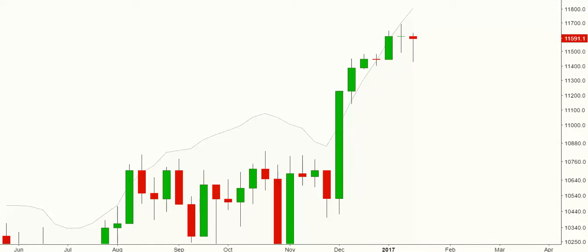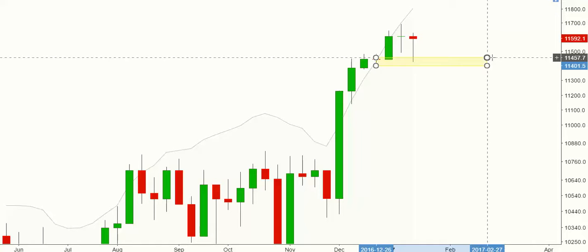Okay, so if I just actually draw this in, rectangle, this is your demand point here, which we fell into. I should just change that colour.